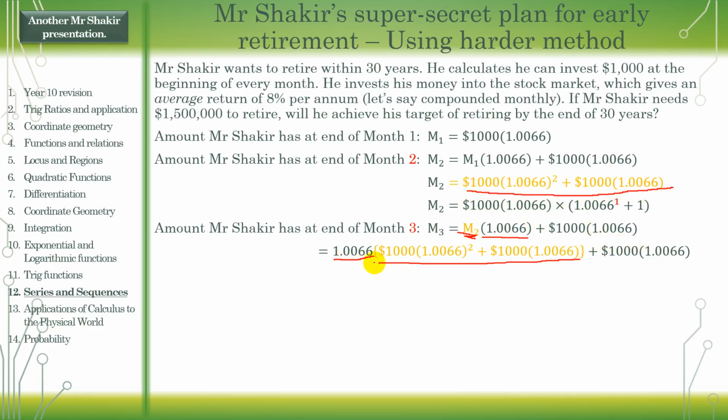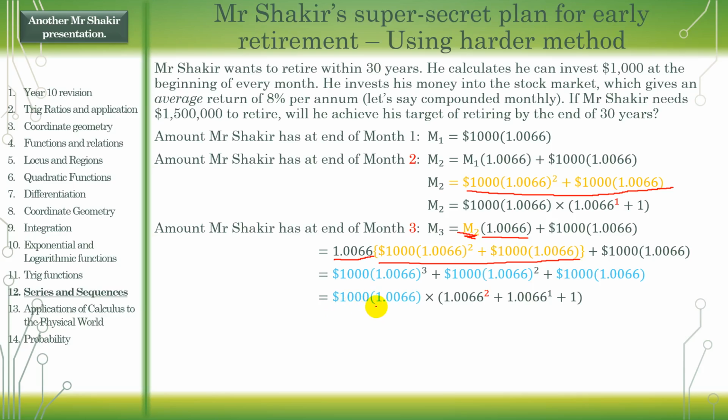Just put it in. Now I'm going to expand this bracket. That's all I'm doing, expanding. So I'm going to multiply this with this, so that'll become cubed. We've got cubed over there, right? That is going to multiply with this, and that's going to become squared. Plus 1,000, which I haven't changed from there, right? So now I'm looking at this, and I'm going to factorize out 1,000 times 1.0066. I'm sorry, I didn't factorize out the 1,000. That's what I was slightly confused about before. I didn't factorize the 1,000.